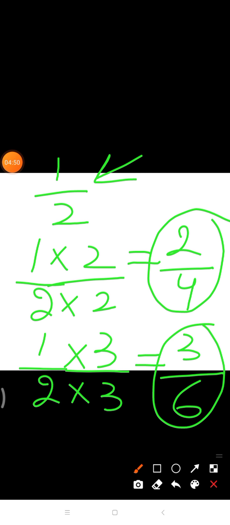Now students, I hope you can try question number 1 and question number 2 of exercise number 1, which is in your book on page number 67.